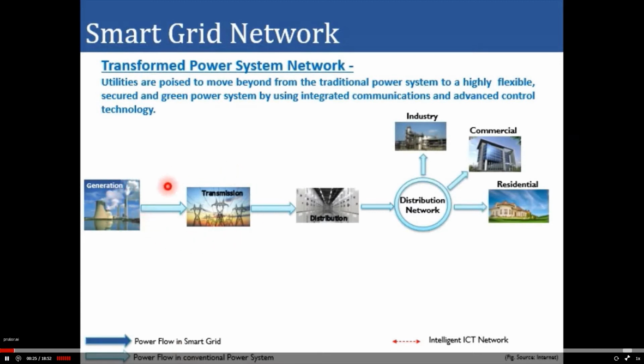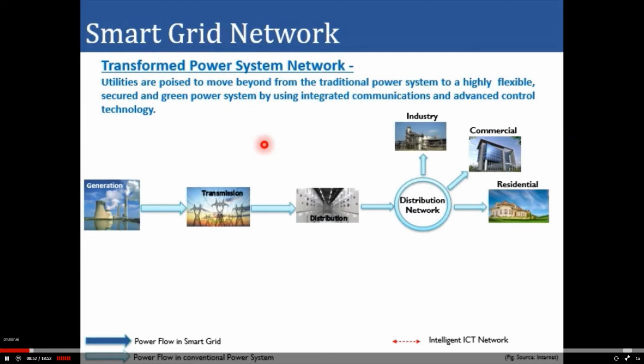Then through transmission network, we supply power to the distribution system, and then using the distribution network, the power is given to various loads. So loads can be either residential, commercial, or industrial loads. So this is a typical structure of our current power system network.